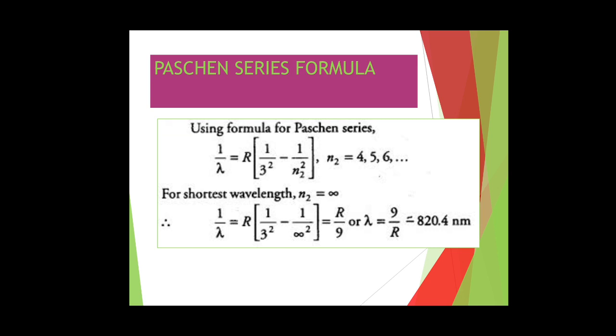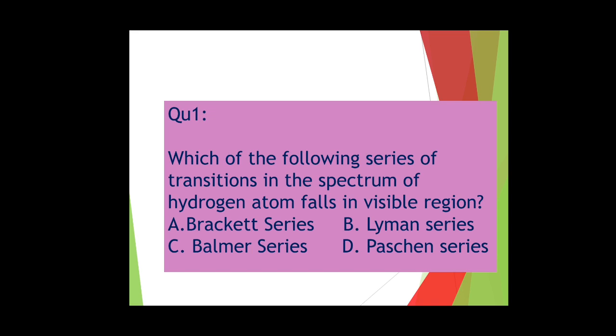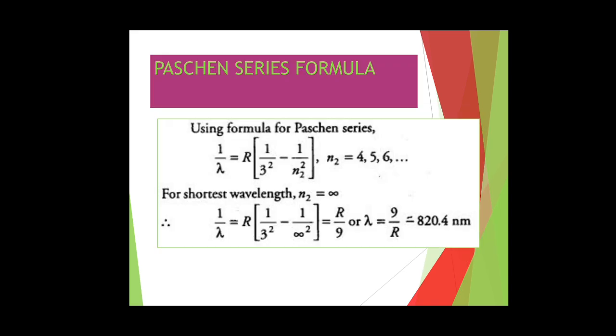Paschen series formula: 1 upon lambda equal to R times (1 upon 3 square minus 1 upon n2 square), n2 may be 4, 5, 6, etc. For the shortest wavelength, n2 equal to infinity, then 1 upon lambda equal to R times (1 upon 3 square minus 1 upon infinity square). When we solve it, we find 1 upon lambda equal to R upon 9, or lambda equal to 9 upon R. It comes to 820.4 nanometer.